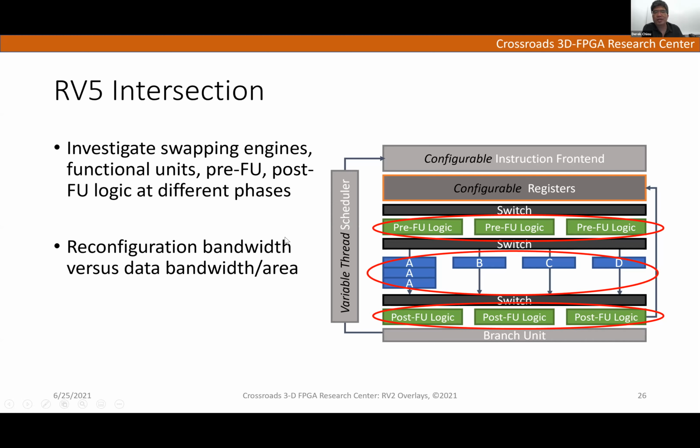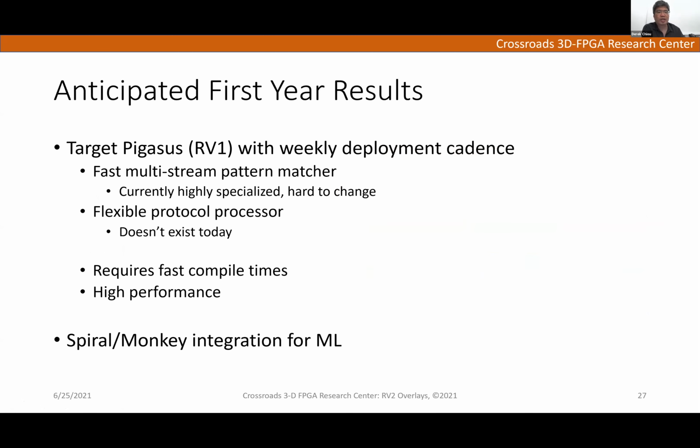Of course, one of the things that needs to be considered in all this is reconfiguration bandwidth versus data bandwidth. Partial reconfiguration requires bandwidth to load up the configuration for that logic that could be better used for moving data. So this is something that needs to be traded off and needs to be understood as we research this. So, anticipated first year results.